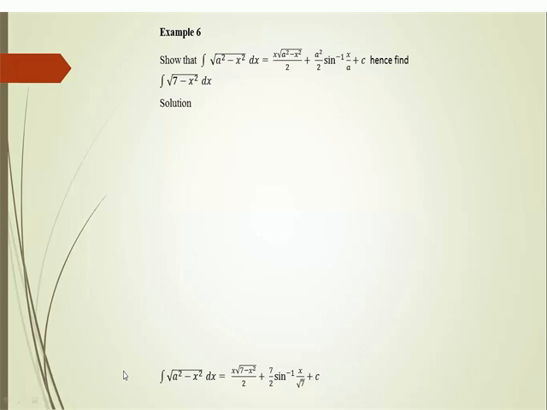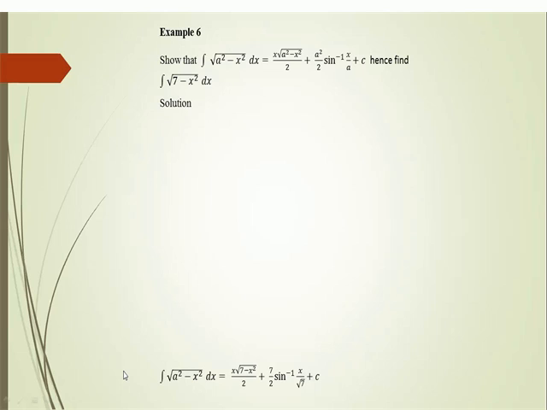Then times, what is our cos theta? Our cos theta from this right angle triangle is adjacent over hypotenuse. Our cos theta is adjacent, which is square root of a square minus x square all over a. So we write it here, square root of a square minus x square all over a. That is what we have here. Then plus theta. Our theta is sine inverse of x over a plus c. This is what we have.